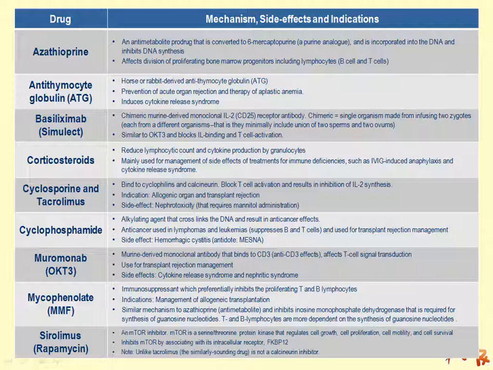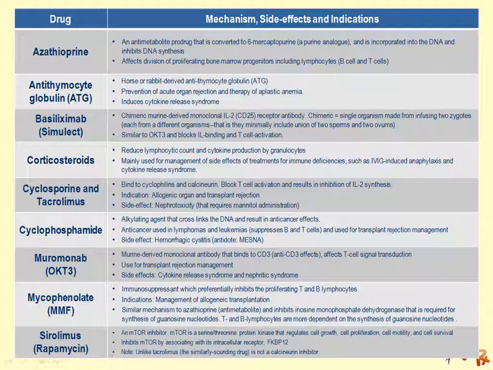Cyclosporine and tacrolimus, they bind to cyclophilins and calcineurin. I'm going to show you a diagram shortly. They block T-cell activation and they result in inhibition of interleukin-2 synthesis. They are indicated for allogeneic organ and transplant rejection. The major side effect is nephrotoxicity that requires mannitol administration.